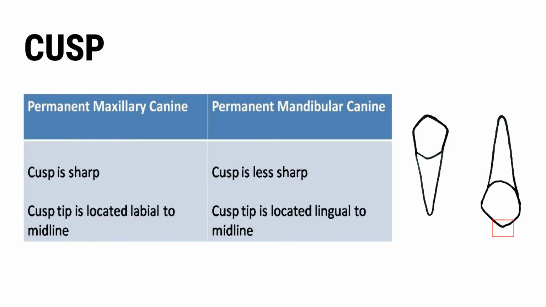Cusp. Cusp is an occlusal or incisal eminence on a tooth. Canine teeth, otherwise known as cuspids, each possess a single cusp, while premolars, otherwise known as bicuspids, possess two cusps. Cusp is sharp and is located labial to midline in maxillary canine, while in mandibular canine cusp is less sharp and lingual to midline.